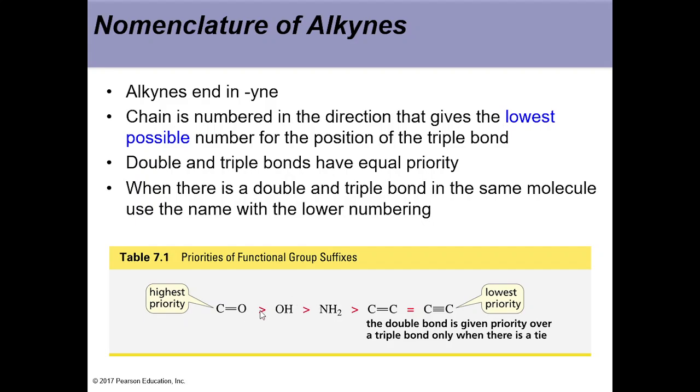You can see most of the functional groups with heteroatoms have higher priority than the ones without heteroatoms, such as double bonds or triple bonds, which are pure hydrocarbons. Now between double bonds and triple bonds, there's really no significant distinction. In other words, they tend to have the same priority. If a compound includes a double bond and a triple bond at the same time, you will give whichever has the lower number the priority. Of course, in this chapter, we're going to focus on the triple bonds only, which are the alkynes.